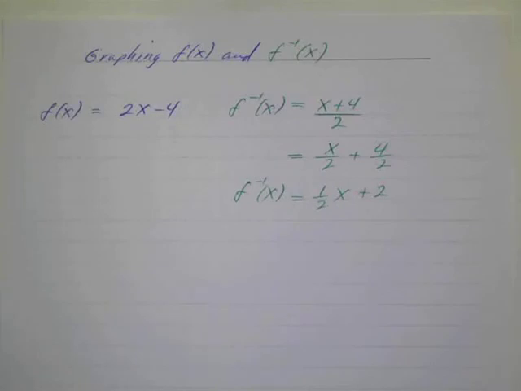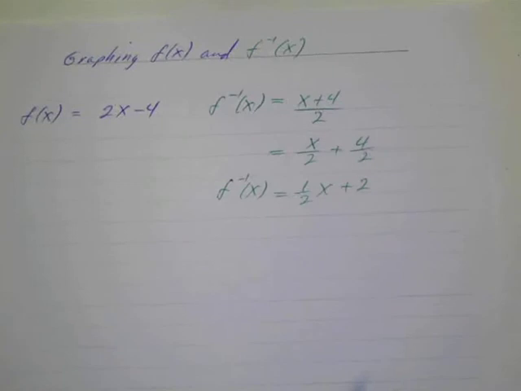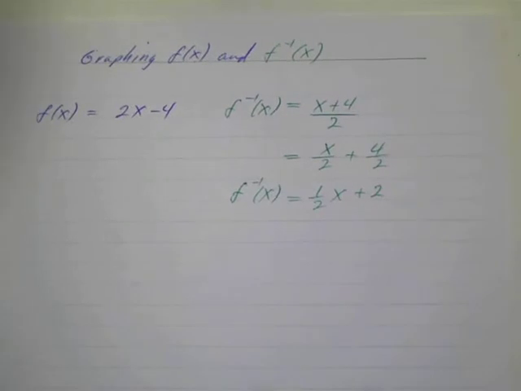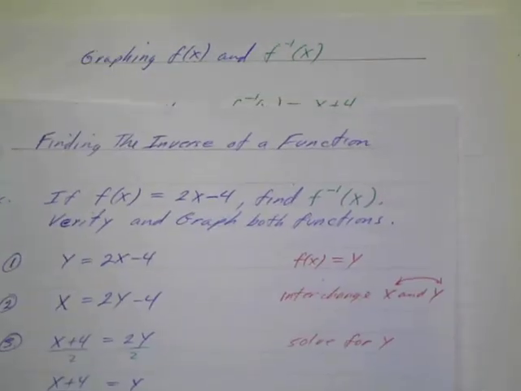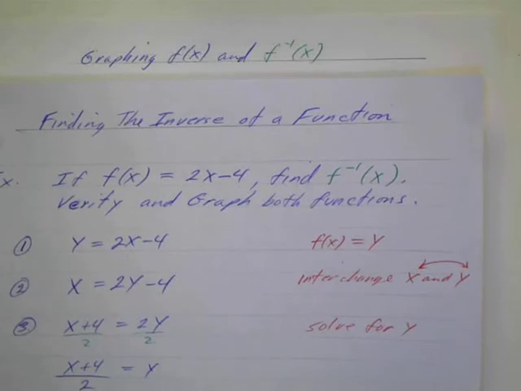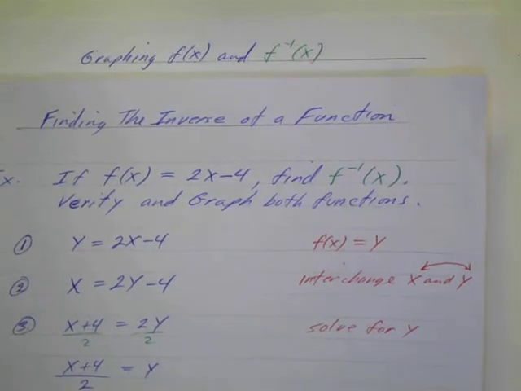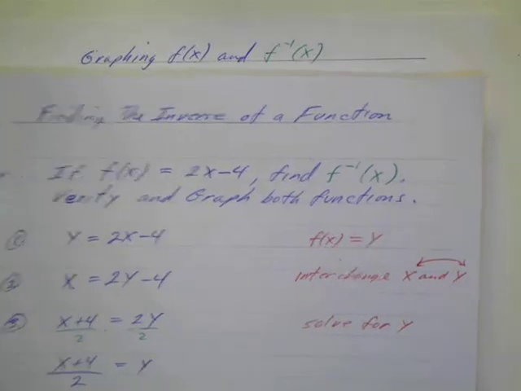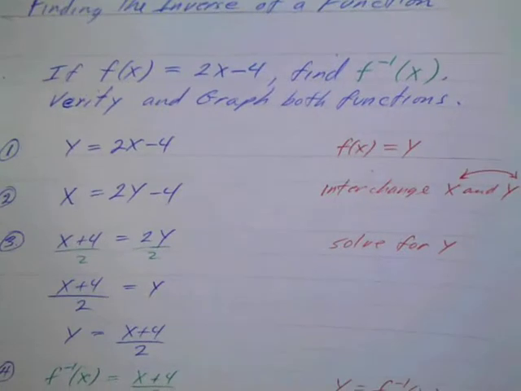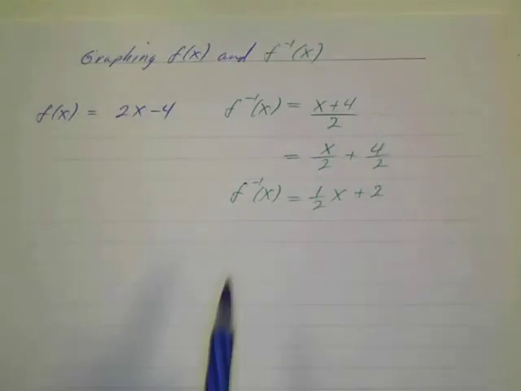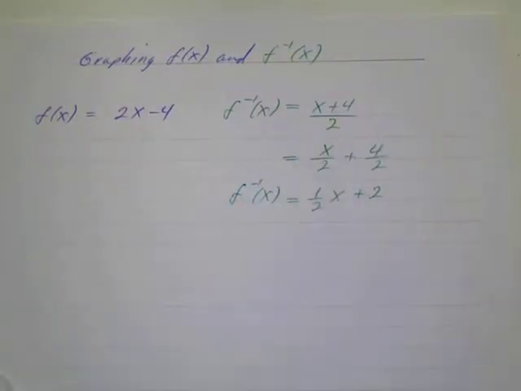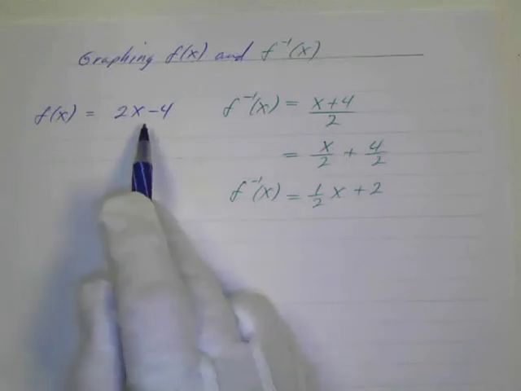Okay, this is a continuation of our problem, and we want to now graph f and f inverse of x. So this is my f of x, if you remember from our original problem over here. This was what it was. If f of x equals 2x minus 4, find f inverse of x, verify, and graph both functions. Okay. And I tried to write this in blue and this in green so we can see what they look like. So f of x is pretty easy.